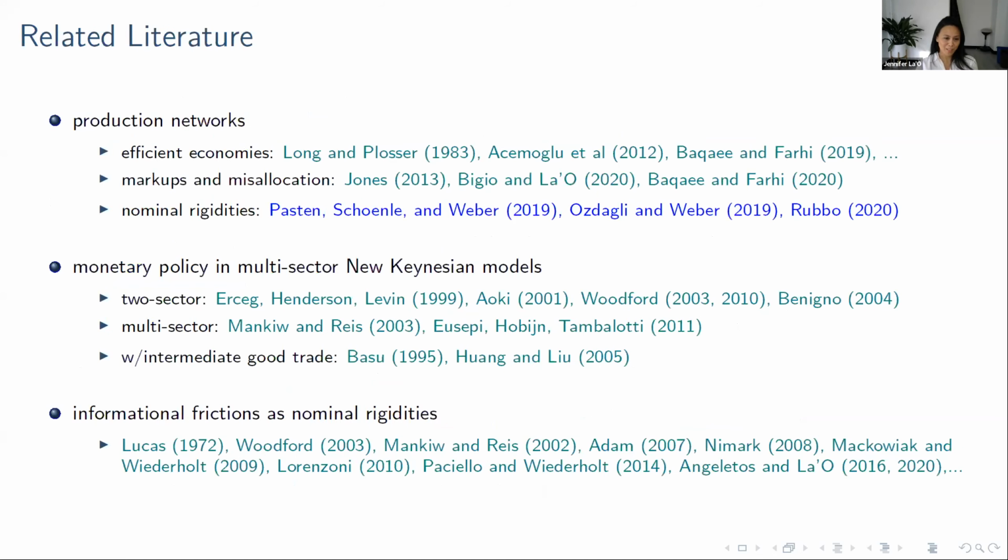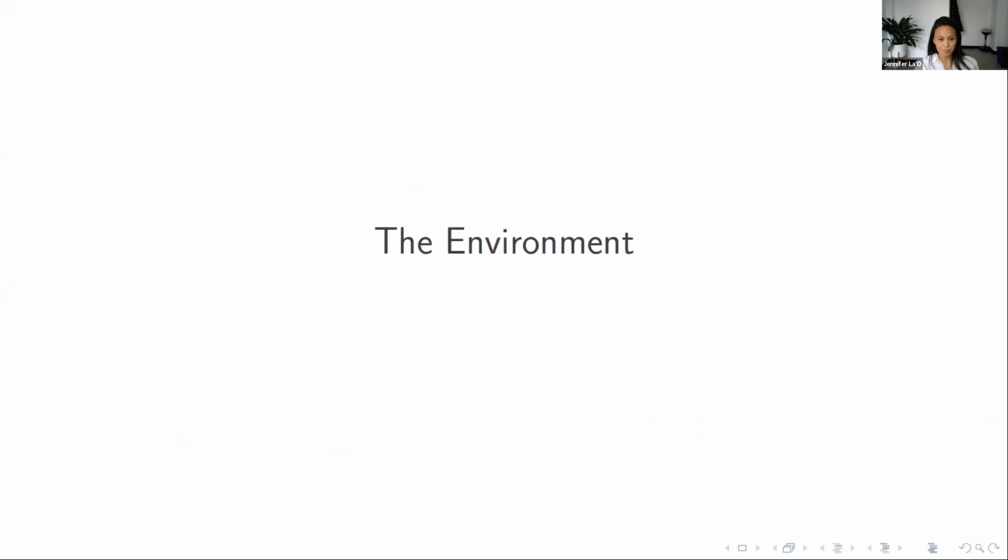Okay, finally, the 20-minute presentation. I'm not going to talk much about the related literature, but I just want to highlight that the papers we're probably most closely connected to are papers in production networks and nominal rigidities, such as these papers I'm highlighting here, as well as some of the papers we're seeing today.